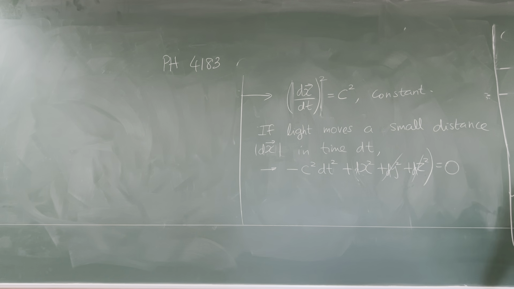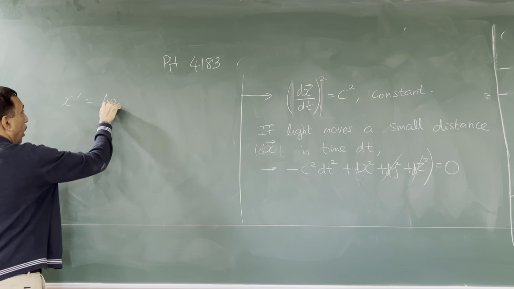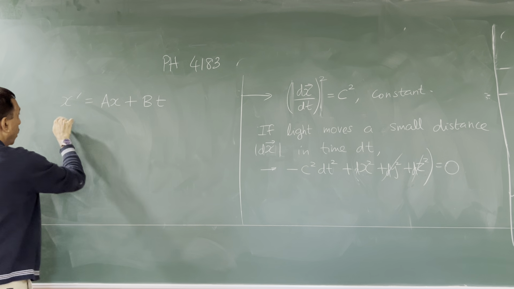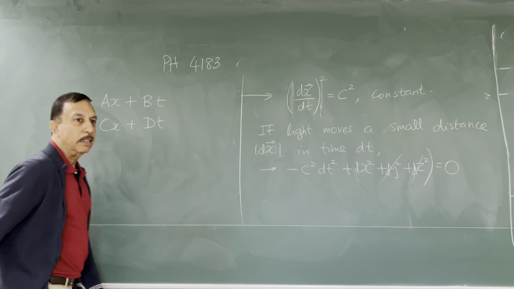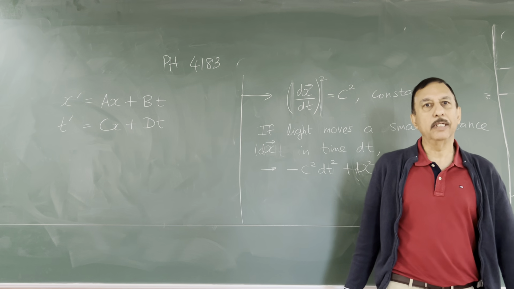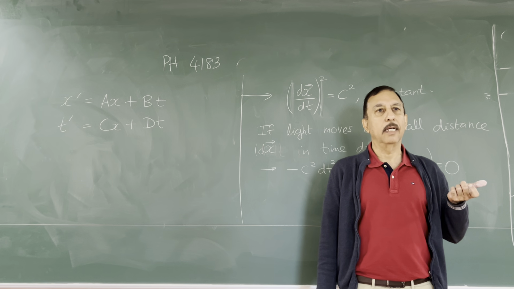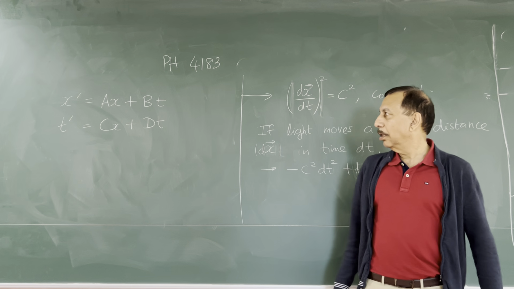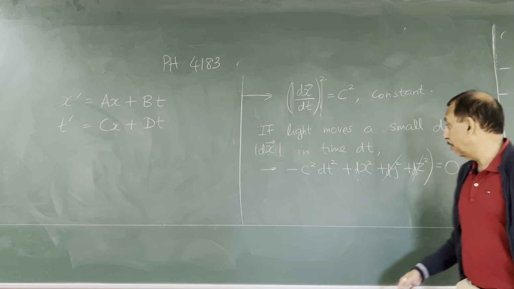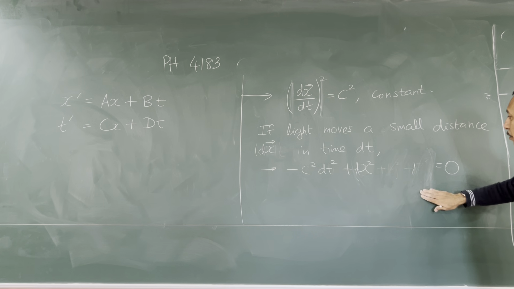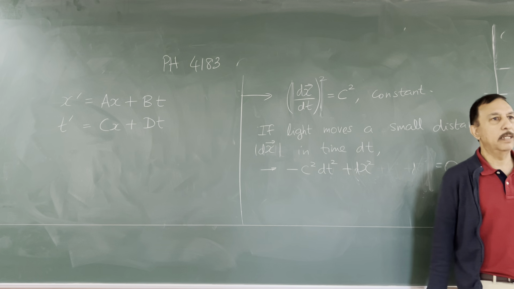So what are we going to do? Let x prime be equal to a x plus b t, and t prime equal to c x plus d t, where a, b, c, d are constants. This is called a linear transformation, and it's the most general linear transformation between coordinates x and t and coordinates x prime and t prime. Now we have to find a, b, c and d, such that this quantity, if it was 0 in the x and t frame, should remain 0 in the x prime and t prime frame.